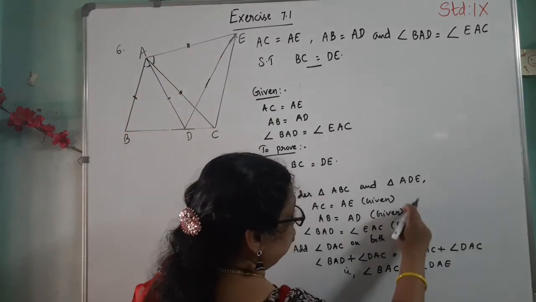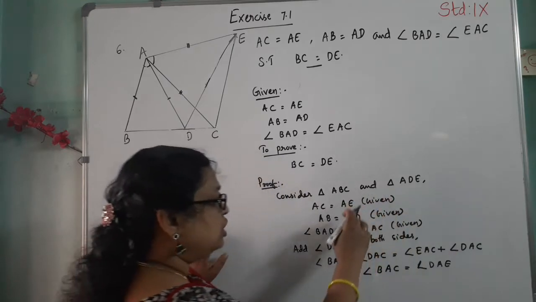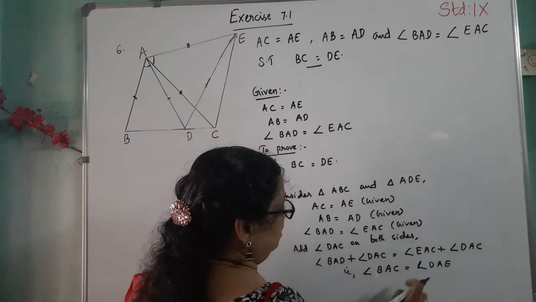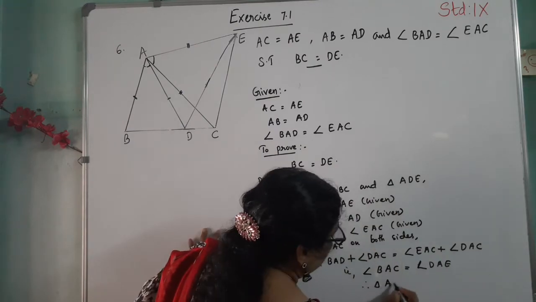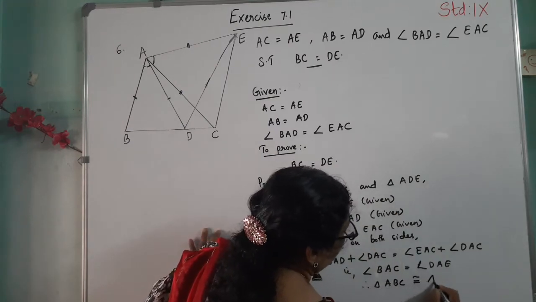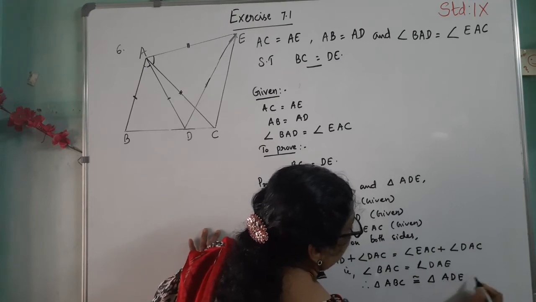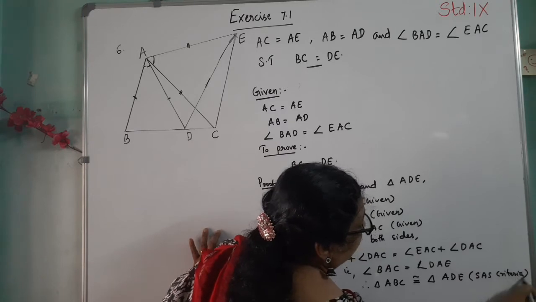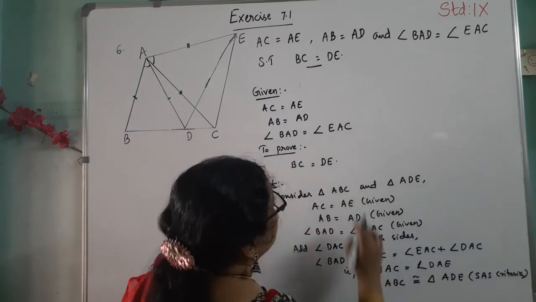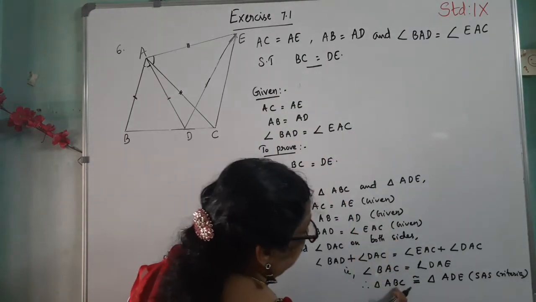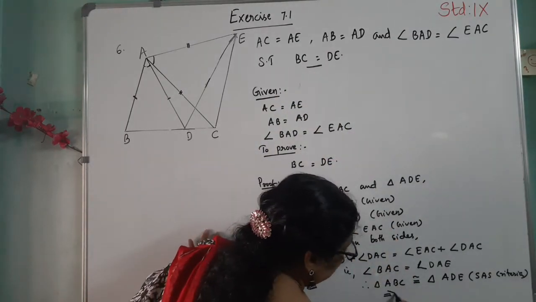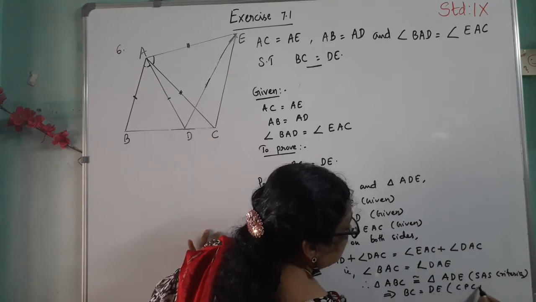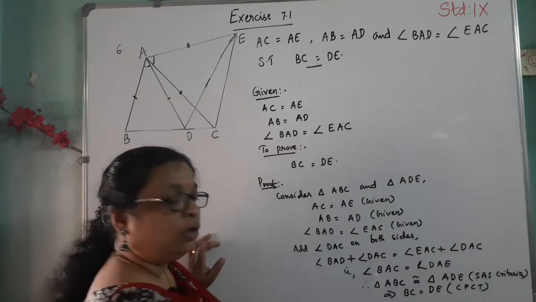So here these two sides and this angle, that is two sides and one angle, SAS, these two triangles are congruent. Therefore triangle ABC congruent to triangle ADE, that is SAS criteria. Then the corresponding parts are equal. So BC equal to DE, which implies BC equal to DE. This is CPCT, corresponding parts of congruent triangles.